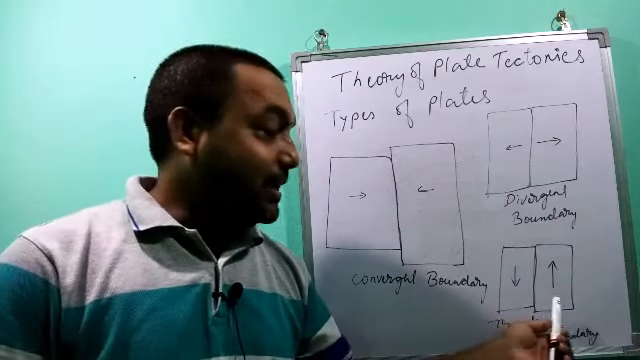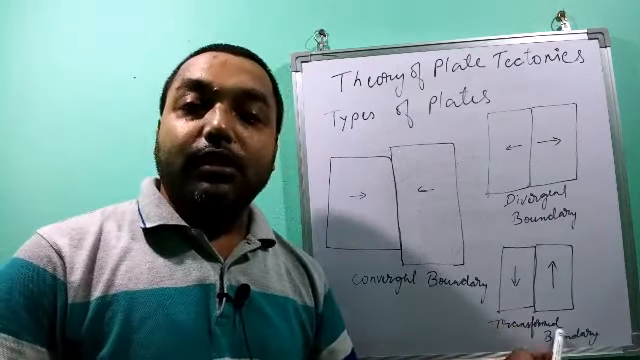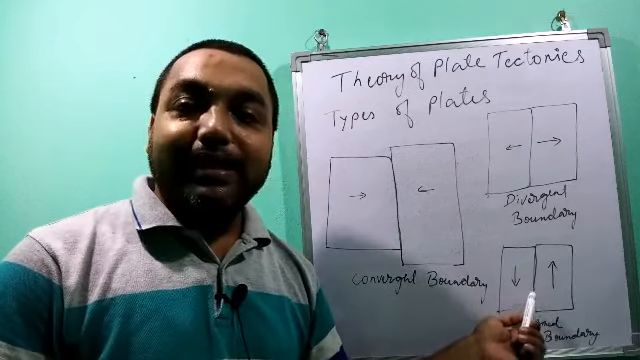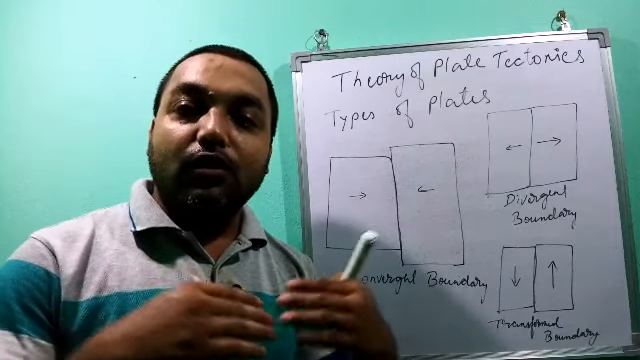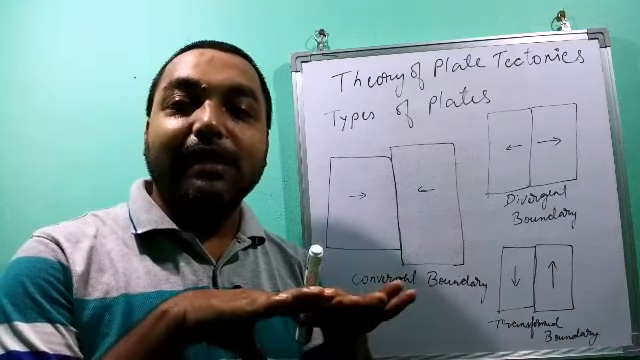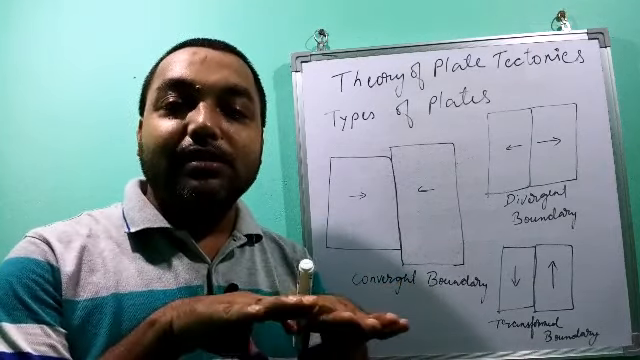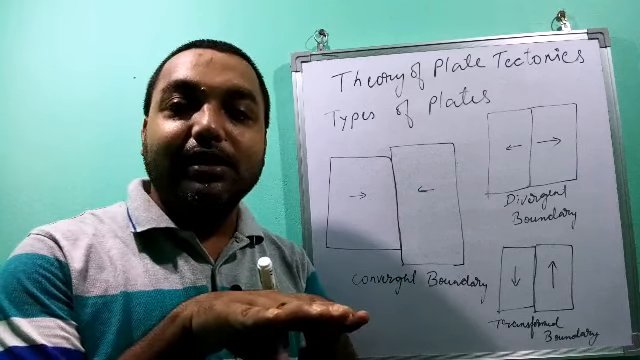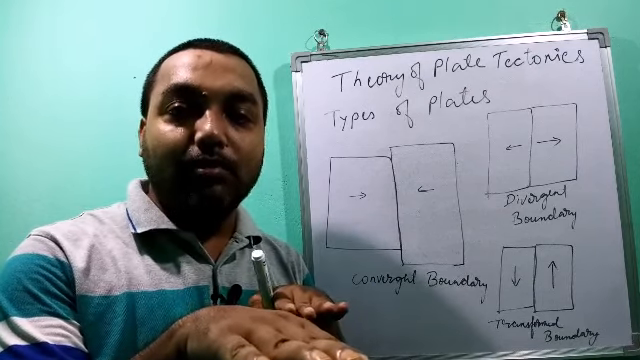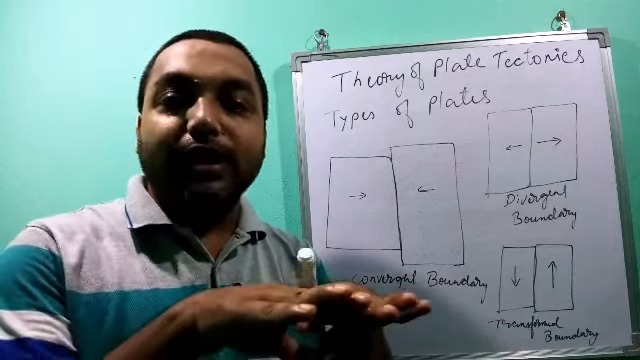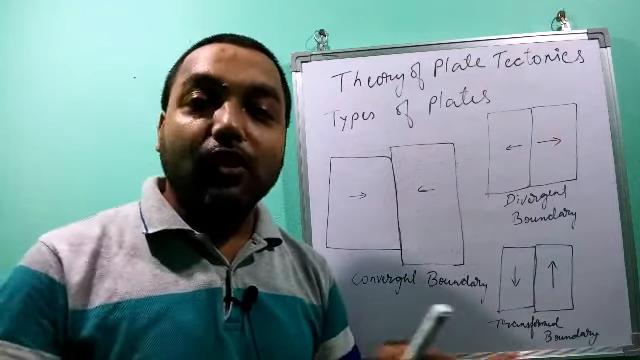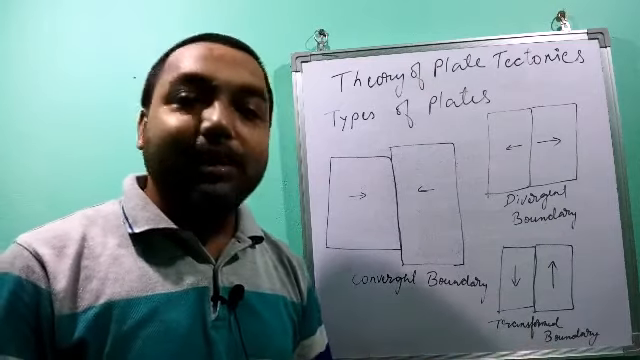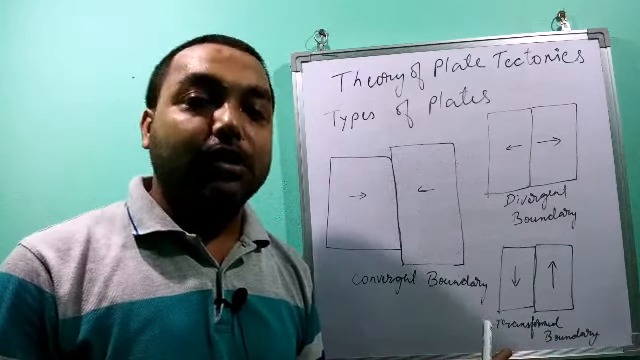Next, the third type of plate boundary, that is the transform boundary. With this type, the plates neither collide or come towards each other, nor go away from each other, they just go side by side. One plate is moving and the other plate may be moving in the opposite direction, or they may go together towards the same direction also, but they move side by side, they don't collide with each other. So this type of plate boundary is known as a transform boundary.